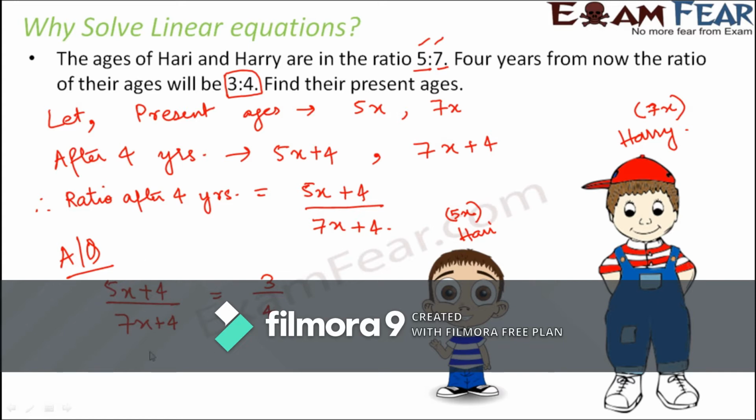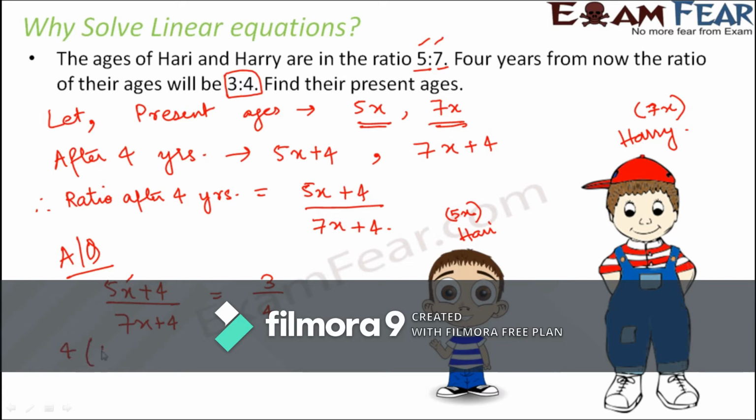Right? So now if we are able to solve this equation and find out the value of x, then very easily we will be able to calculate their ages. So let's do that. So how will you solve this equation? This is again in the form of numerator by denominator equal to numerator by denominator, right? So we will cross multiply.